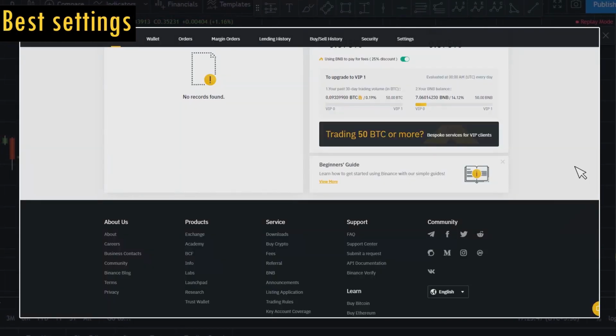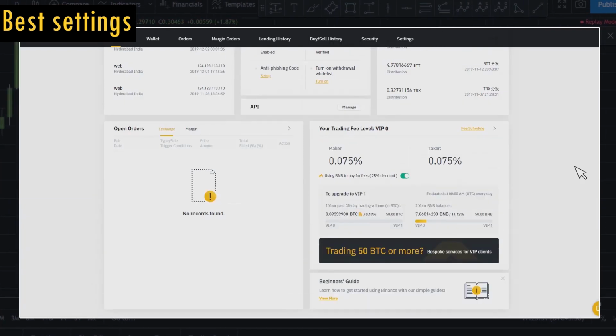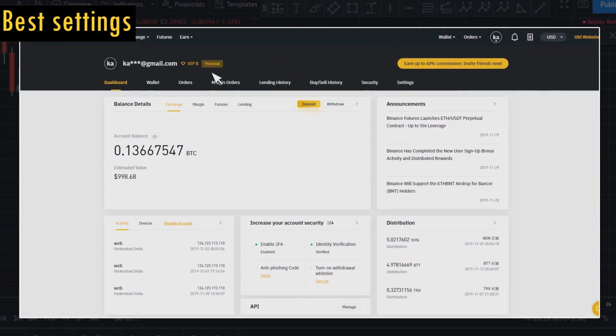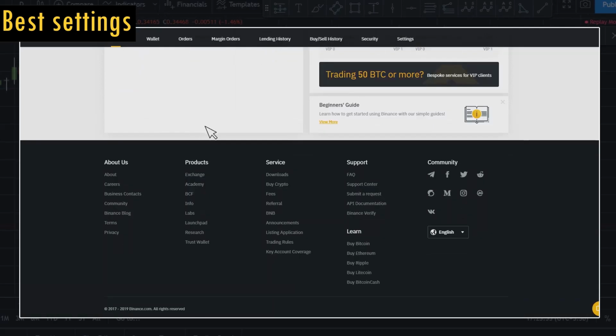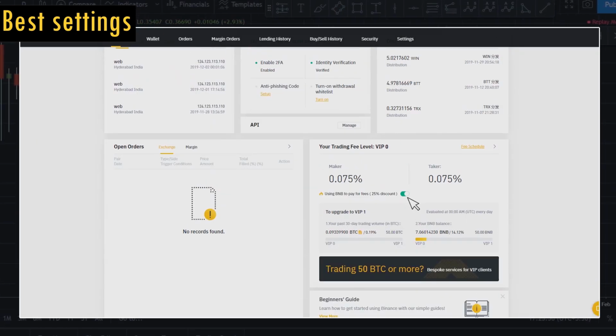I want to show you a couple of configurations to minimize your interest rates and trading fees. So first, if you log into your account and go to dashboard, if you scroll down, and on the right hand side, you can see an option to pay your fees using BNB.